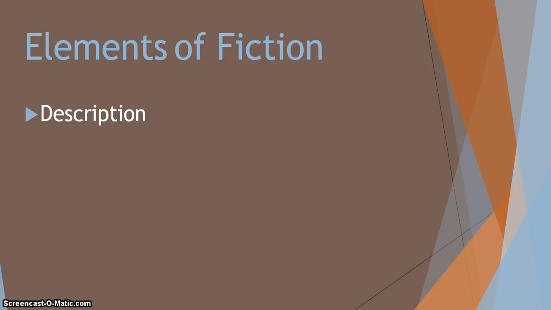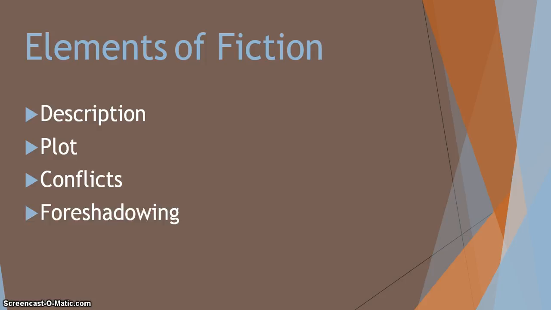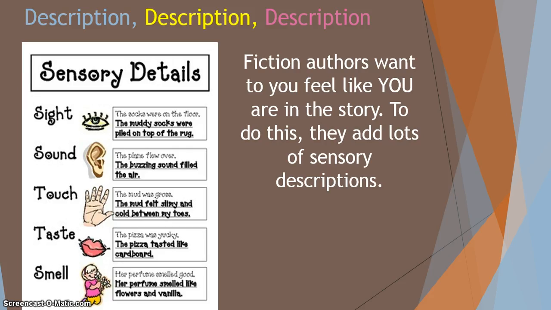Elements of fiction. Here are the different things we're going to go over today. We're going to talk about description, plot, conflicts, foreshadowing, and characterization. So first off is description. Super important for any writer, especially a fiction writer, is that they want you to feel like you are in the story. To do this, they add lots of sensory descriptions.